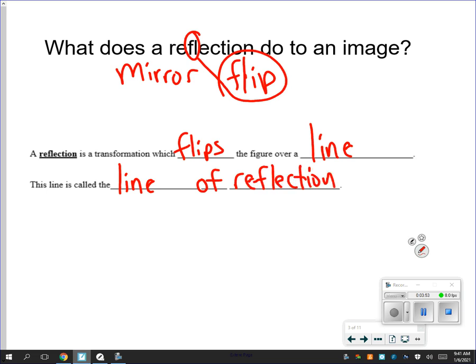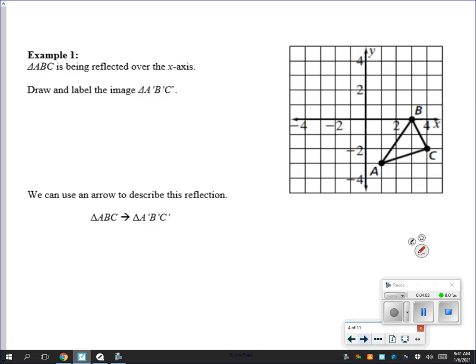And so what we're going to do is focus on how we find the line, and how we reflect an object on the coordinate plane. Ready? So right here, I've got triangle ABC and I want it reflected over the x-axis. So draw the image A'B'C' and let's take a look at it. So first thing I'm going to do is write my coordinates. My coordinates for A are (1, -3), B is (3, 0), and I have C at (4, -0).